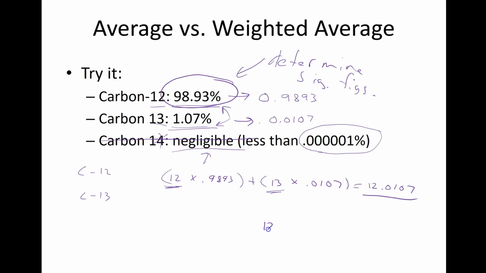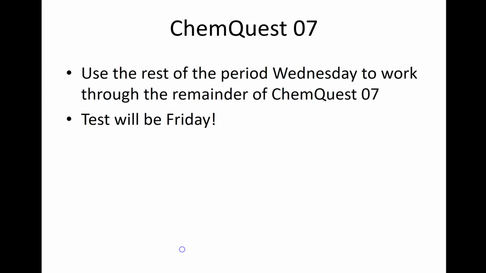That would round to 12.01. And lo and behold, through some magic of numbers, we ended up with the same average mass for carbon as we see on the periodic table with the number of sig figs that we have available to us. Okay? So that's how we do it.